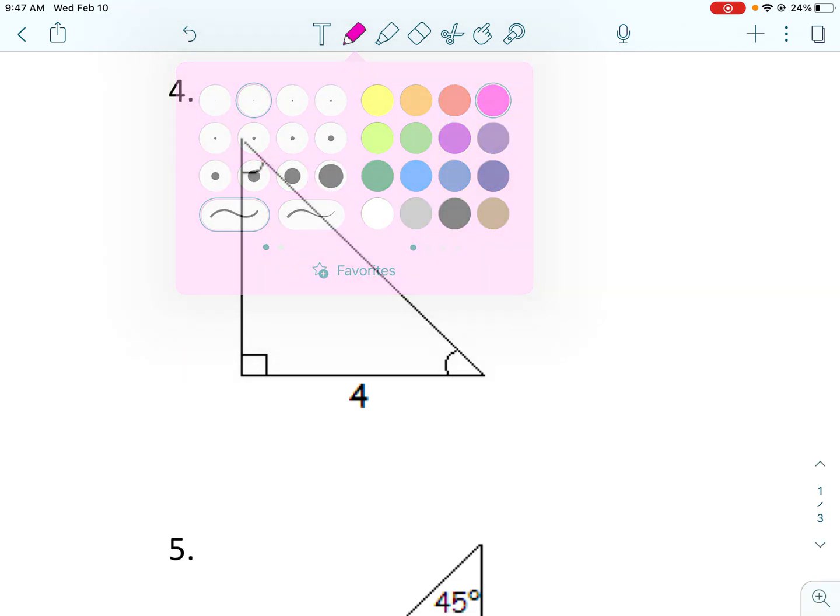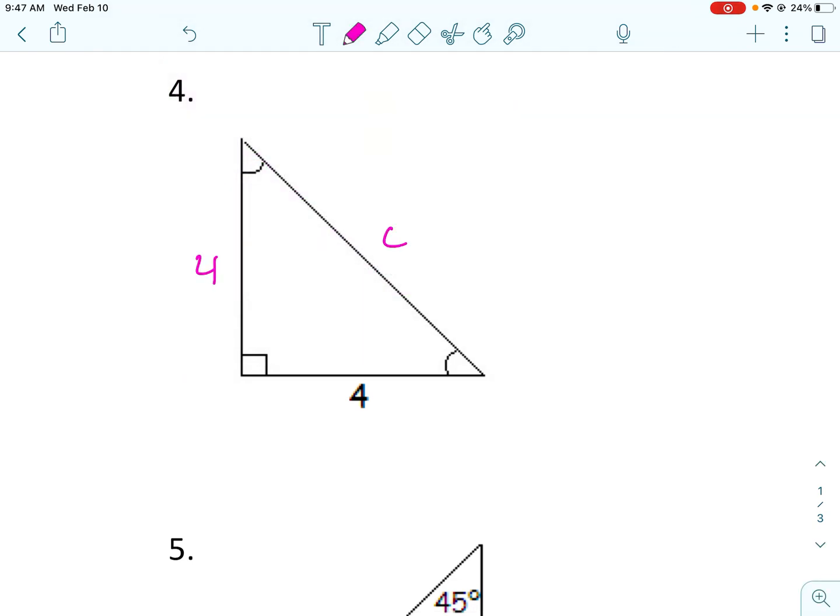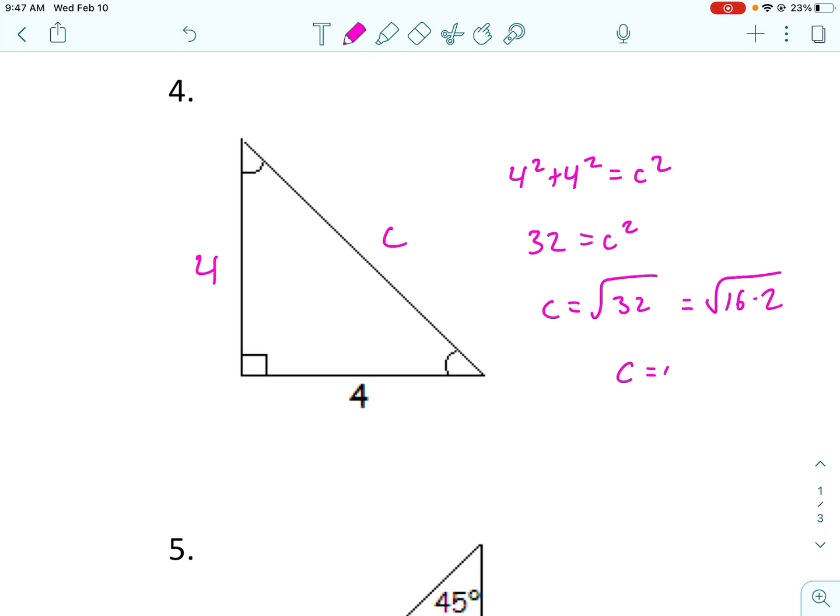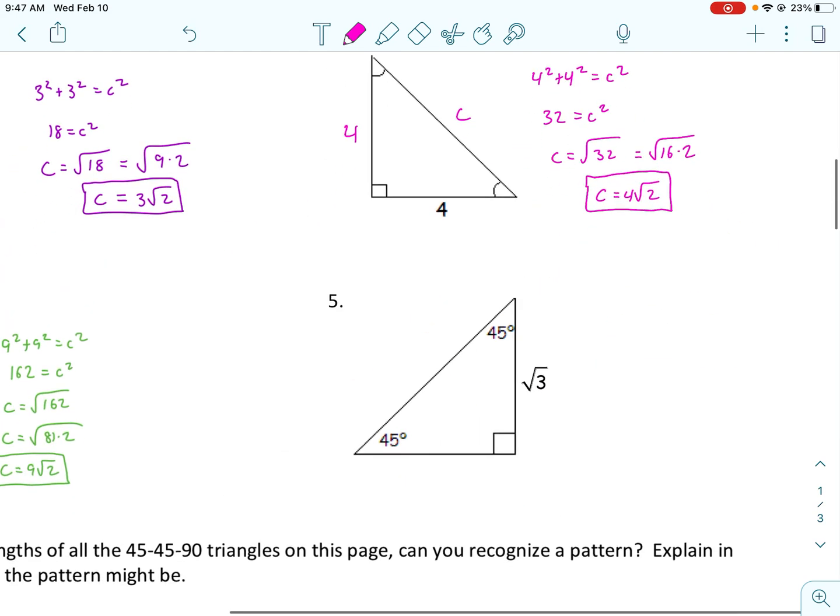Jumping over to this guy, this is going to be a 4. This is c. So we get 4 squared plus 4 squared equals c squared. That's 16 plus 16. So you get c equals the square root of 32. But the square root of 32 is 16 times 2. And so you get c equals 4 radical 2, because we can do the square root of the 16 and keep the 2 underneath.